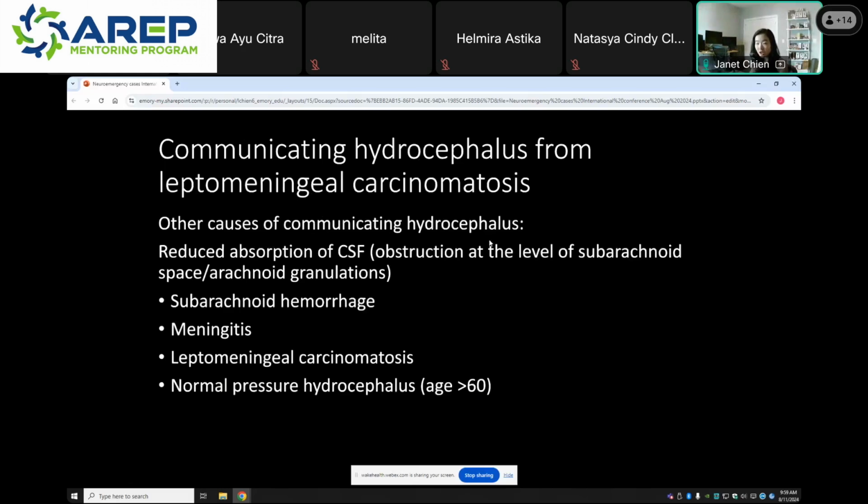Other causes of communicating hydrocephalus you want to think about are subarachnoid hemorrhage, intraventricular hemorrhage, and meningitis that we talked about, but she doesn't have either of those. With that history of metastatic lung cancer, leptomeningeal carcinomatosis is causing her communicating hydrocephalus. In patients older than age 60, on average age 70 or above, you can think about normal pressure hydrocephalus too, but this is a diagnosis of exclusion. You have to exclude these three more common things. All right, any questions?